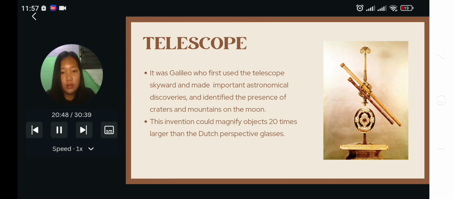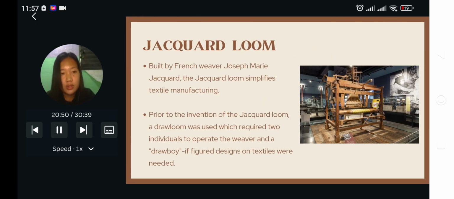Okay, so another invention is the Jacquard loom. It's built by French weaver Joseph Marie Jacquard. The Jacquard loom simplifies textile manufacturing. So prior to the invention of the Jacquard loom, a draw loom was used, which required two individuals to operate, the weaver and the drawboy, if figure designs on textiles were needed. So imagine na wala pang Jacquard loom. It is very difficult to make textiles, di ba?